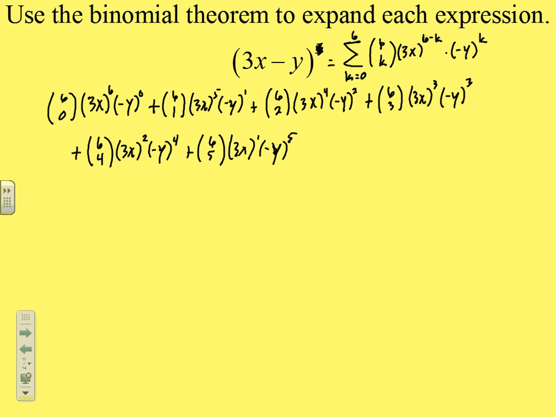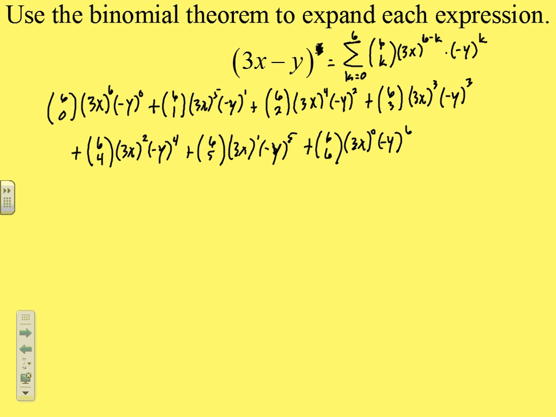And the last one will be plus 6 choose 6 times 3x to the 0 power times negative y to the 6th power.